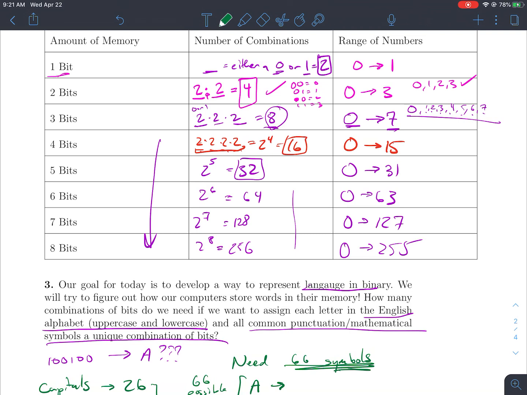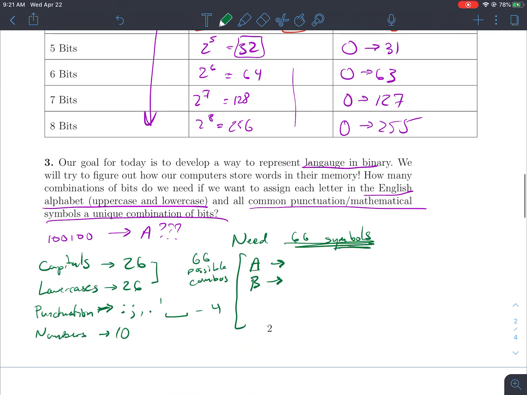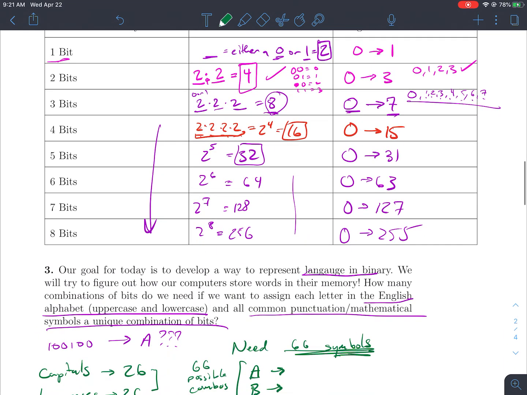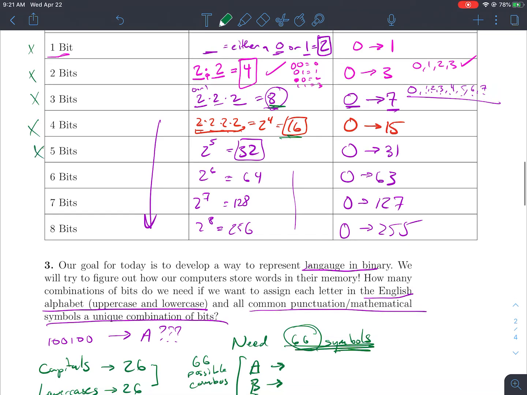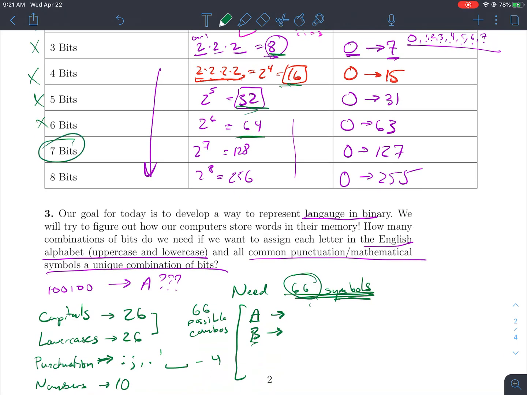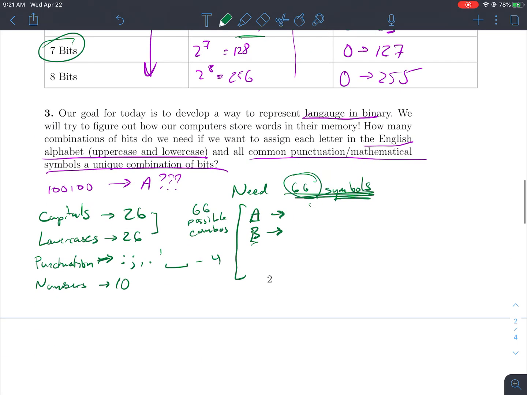So if we had only one bit, that looks like only 2 combinations, so that would only give us 2 letters. So 1 bit is out. 2 bits gives us 4, we need 66. 3 is 8, we need 66. 16, we need 66. 32, we need 66. 64 is too small, we need 66. So it looks like 7 bits.